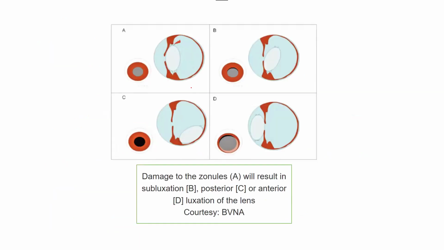Okay, you can see this image. This is a lens, and these are the structures, or zonules, that basically hold the lens in its place. So this is a normal one. Only from one side, the lens zonules are being broken, so it is a subluxated lens. But if you see this image, this is posterior luxation, where the lens has been displaced posteriorly. And this is anterior luxation. The lens has displaced to the anterior side.